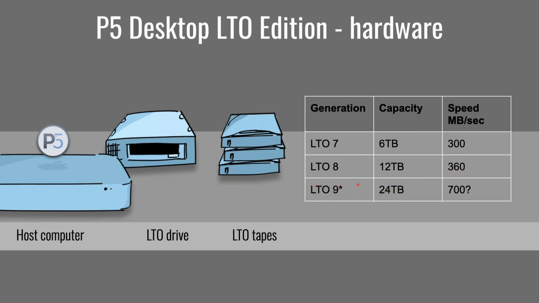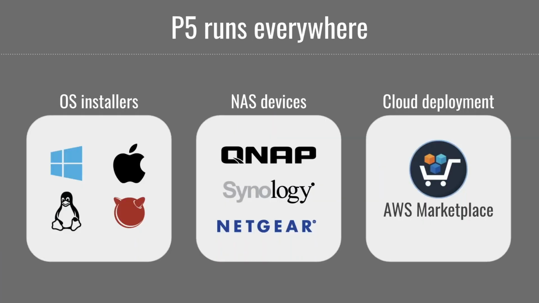LTO 9, which will be around this year or next, I don't think it's quite been decided, will double the capacity per tape, 24 terabytes. And according to the Wikipedia page, it's over 700 megabytes a second speed as well. So we're writing almost a gigabyte a second. So you can really back up an archive at great speed using LTO tape tech.